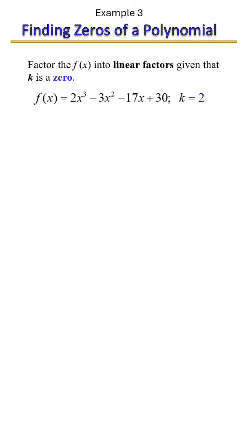Factor the function into linear factors given that k is a zero. So in this particular example, we were given one of the zeros, k. Our zero here is 2.